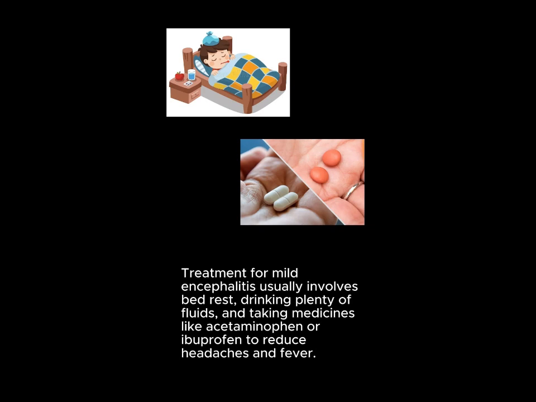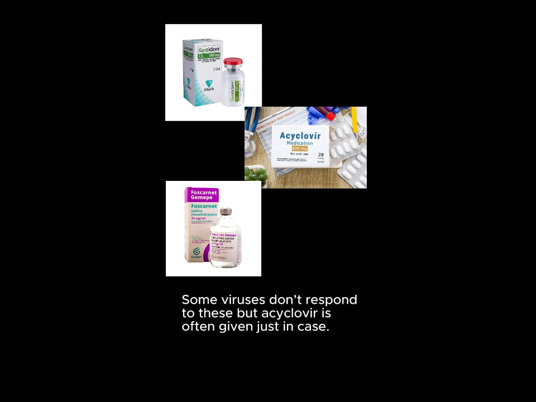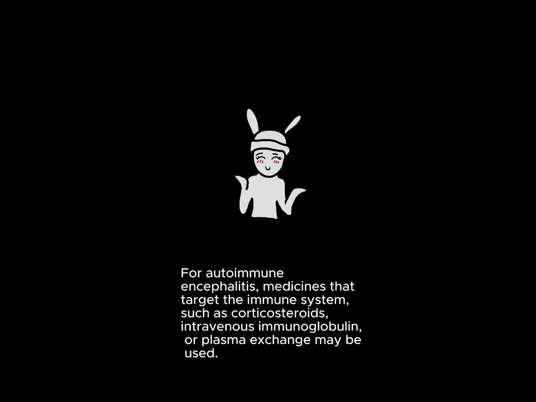Treatment for mild encephalitis usually involves bed rest, drinking plenty of fluids, and taking medicine like acetaminophen or ibuprofen to reduce headache and fever. If a virus causes the encephalitis, antiviral medicines like acyclovir, ganciclovir, or foscarnet might be used. Some viruses don't respond to this, but acyclovir is often given just in case. For autoimmune encephalitis, medicines that target the immune system, such as corticosteroids, intravenous immunoglobulin, or plasma exchange may be used.